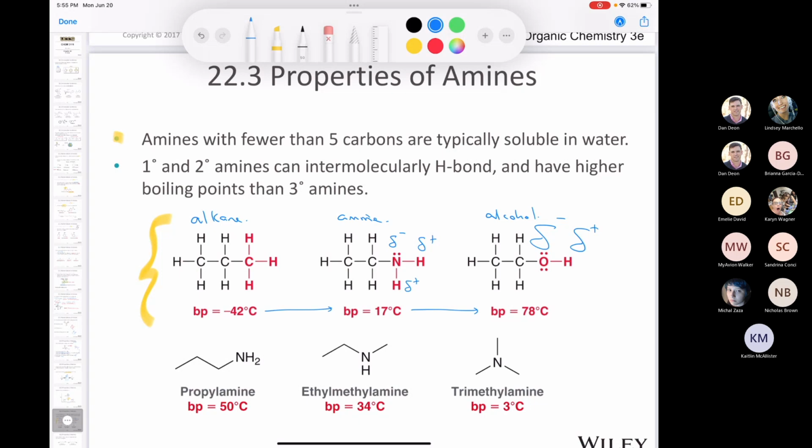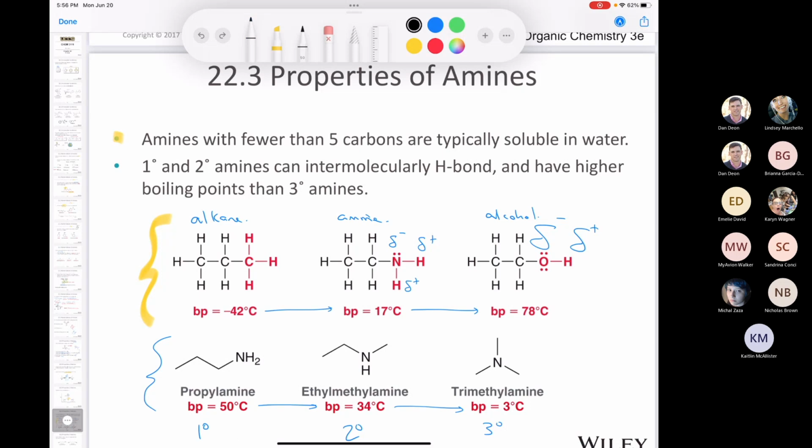If you look at the amines on the bottom, we have propylamine, which is a primary amine, ethylmethylamine, which is a secondary amine, and trimethylamine, which is a tertiary amine. All of these compounds are constitutional isomers of one another, but you see that the boiling point decreases as we go from the primary to the secondary to the tertiary. Well, hopefully you can see that the tertiary has no opportunities for hydrogen bonding.